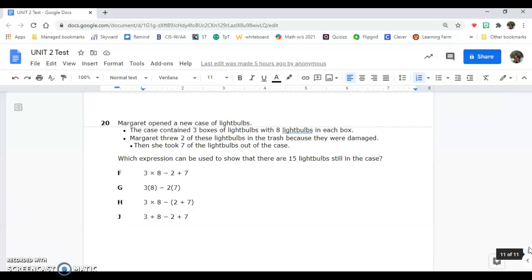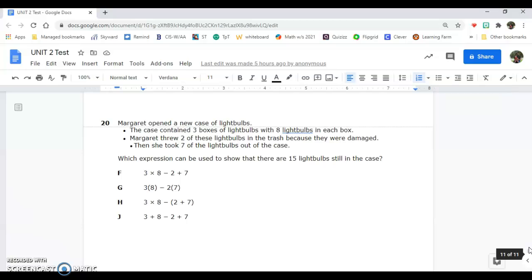Okay, last one, number 20. Margaret opened a new case of light bulbs. The case contained 3 boxes of light bulbs with 8 light bulbs in each box. Margaret threw 2 of these light bulbs in the trash because they were damaged. Then she took 7 of the light bulbs out of the case. Which expression can be used to show that there are 15 light bulbs still in the case?